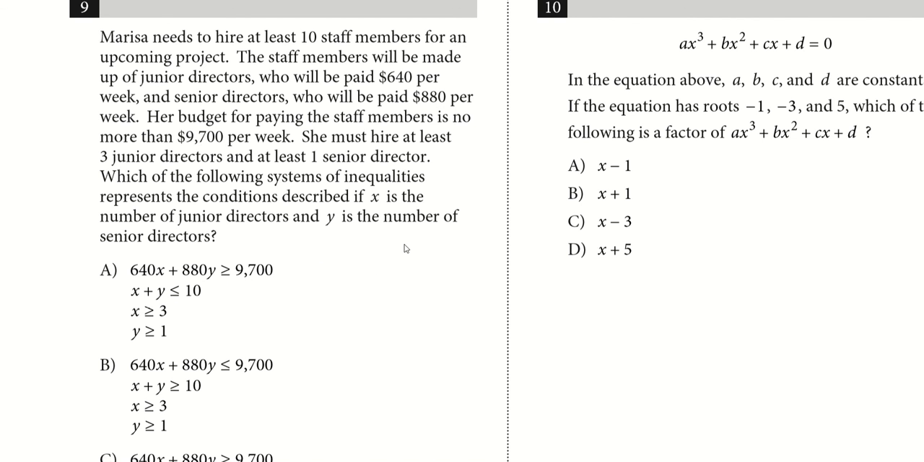And then if you add those two numbers together, that will be your total money spent paying people that week. And that total can't be bigger than 9,700. So we have this expression right here: 640 times X, that's correct, right? 640 times number of junior plus 880 times number of senior. But here it's written as larger than or equal to. No. This can't be larger than our budget, right? We need this to be less than or equal to our budget. So the answer here is B.